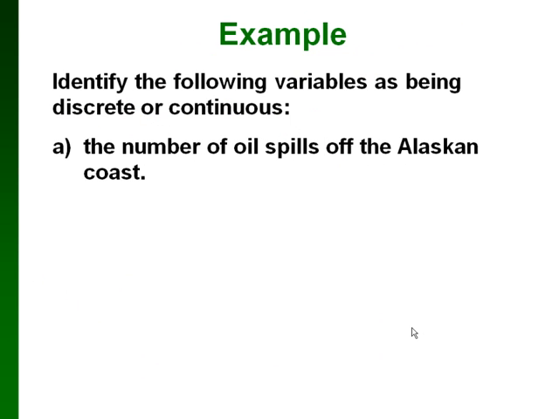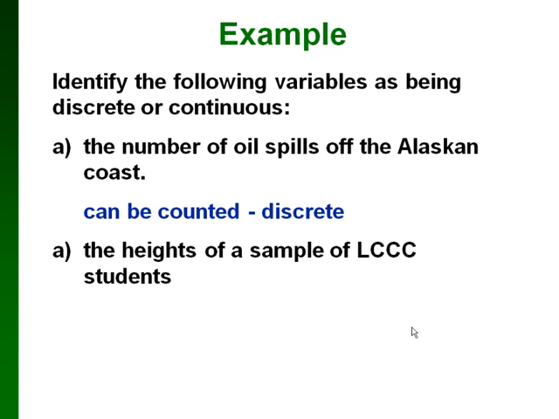So I've got a couple of examples of variables that could be discrete or continuous. First is the number of oil spills off the Alaskan coast. So think about this, and is this something that could be counted? Well, the answer is yes. There could be no oil spills, there could be 1, there could be 10, so it would be something that you could count. That means that it's a discrete variable. Next example, the heights of a sample of LCCC students. Well, again, is this something that could be counted, or is this something that would be measured?